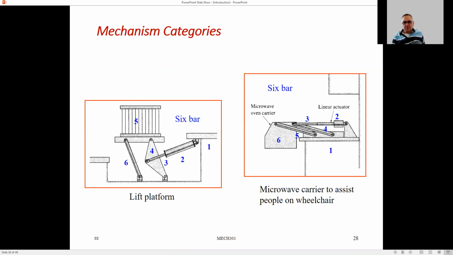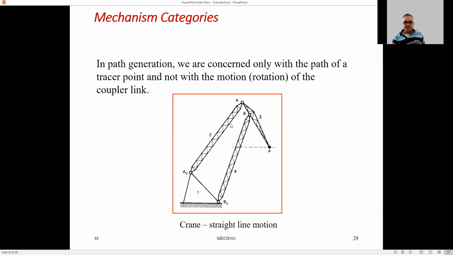We have talked about these actually, I don't know. This is a lift platform again, and this is a microwave carrier, so that it takes a piece from one position and moves it to another position. So is this one. It takes the microwave oven and moves it towards here or somewhere around here. Okay, so this is a path generation mechanism.